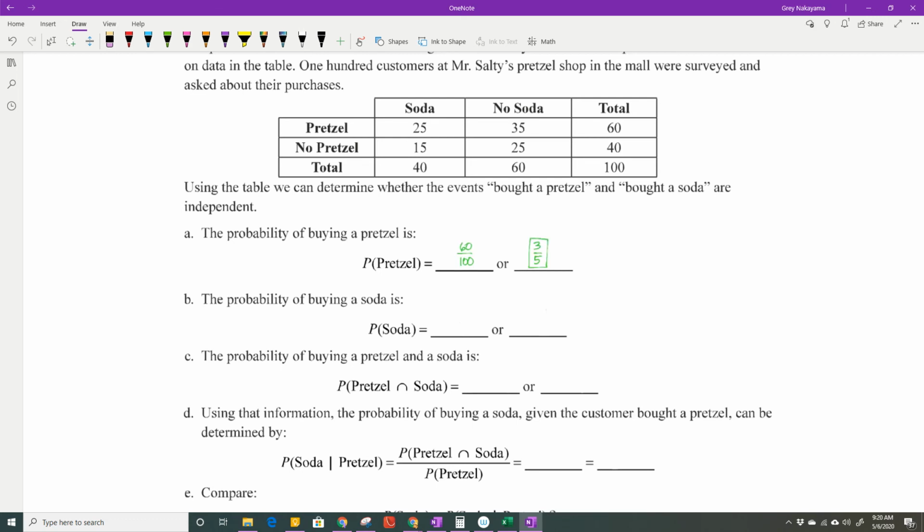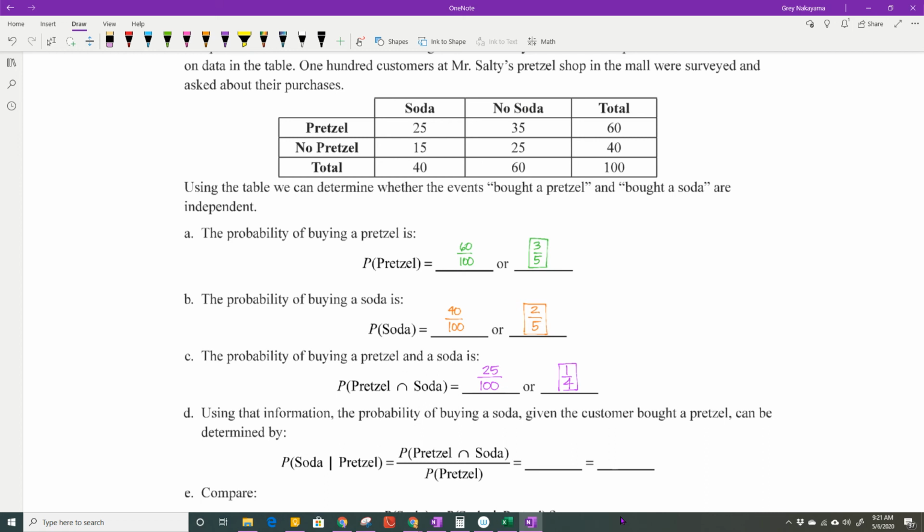The probability of buying a soda. Again, I have 100 items. How many are sodas? 40. So that becomes 2 out of 5. So the probability of buying a pretzel and a soda, remember that's the intersection, is 25 out of, again, 100. So that is 1/4. So I'm going to take that information to find what's the probability of a soda given that you bought a pretzel.